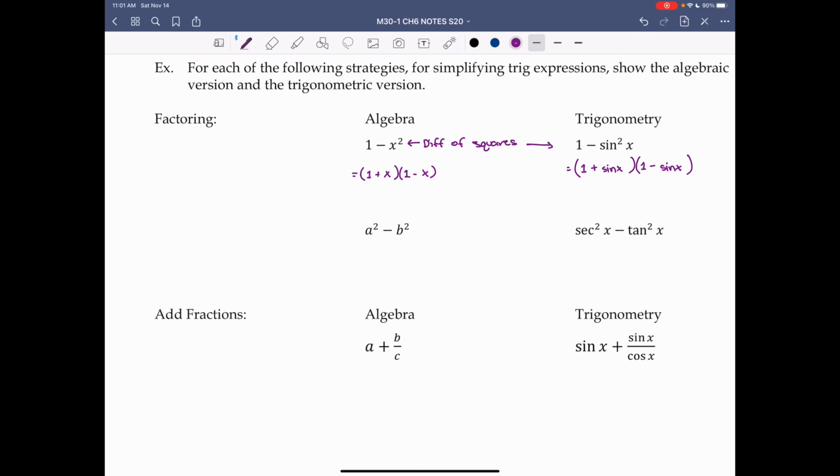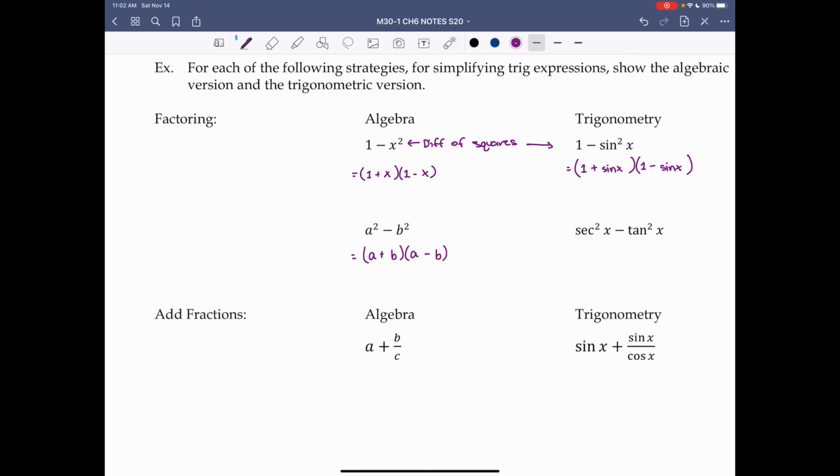Next algebraic expression, a squared minus b squared. Again, that's a difference of squares. We factor that to two binomials. The square root of a squared is a, that goes at the beginning of each factor. Square root of b squared is b, that goes at the end of each. One with a plus, one with a minus.